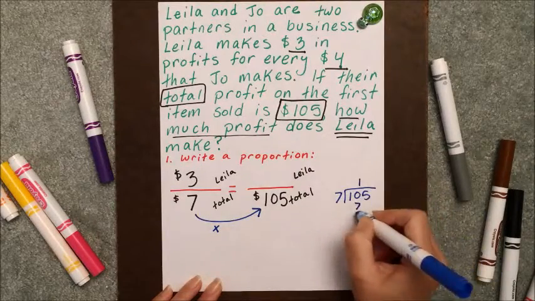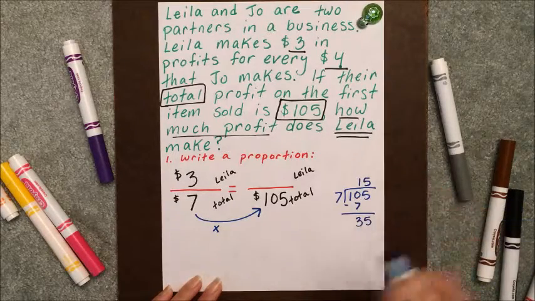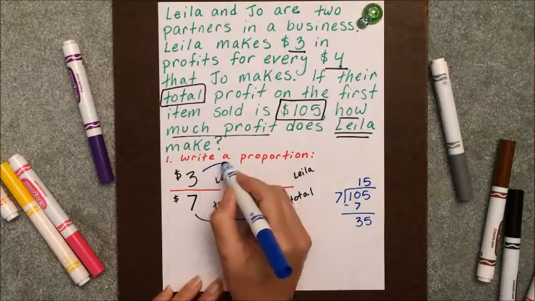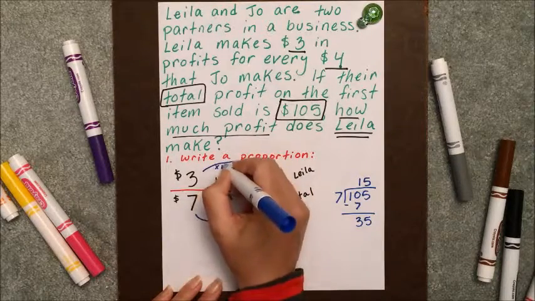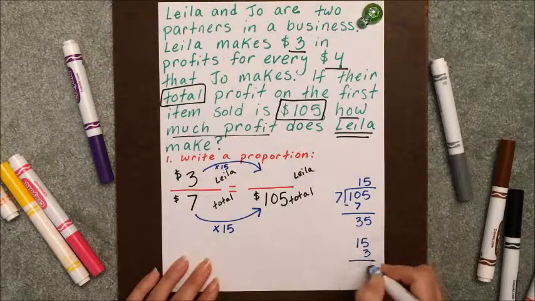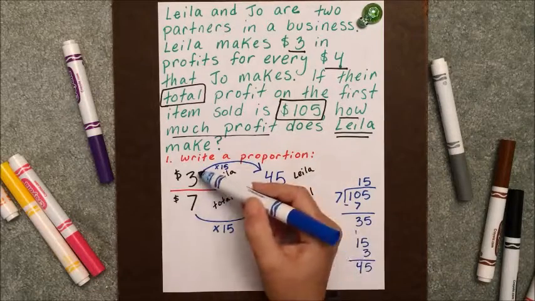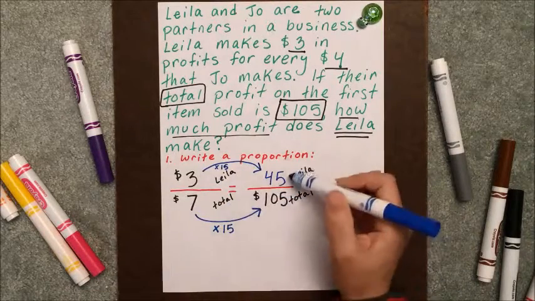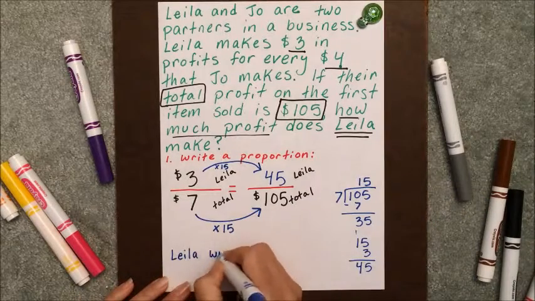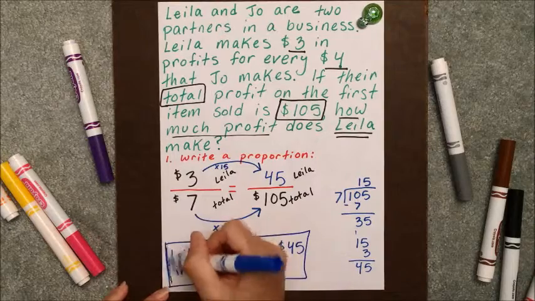So if we do our division, we'll find that that missing number is 15. 7 times 15 will give us that 105. And if we do that to the bottom, we have to do it to the top. So go ahead and work out the problem on the side of the page if you need to, or mentally, which is even better. 3 times 15 is 45. And as a sentence, we would definitely need to write out that Layla will make $45 in profits.